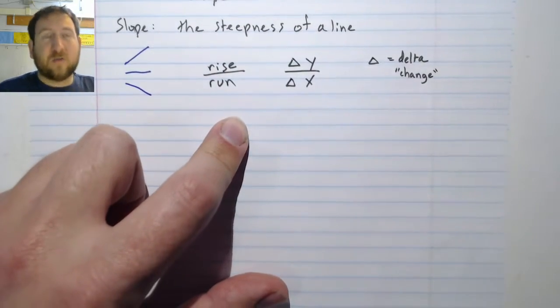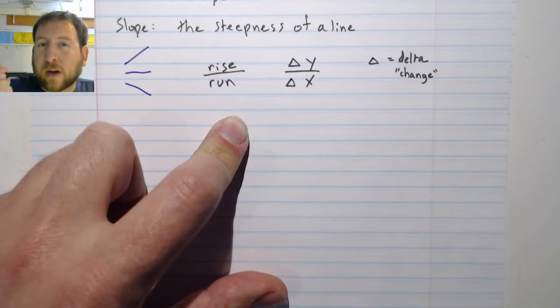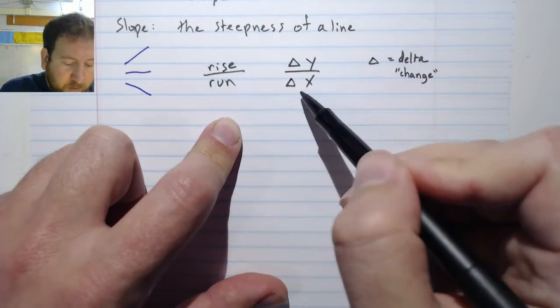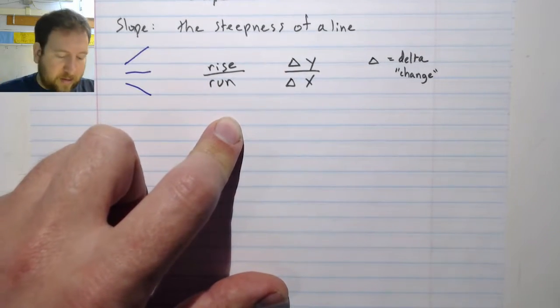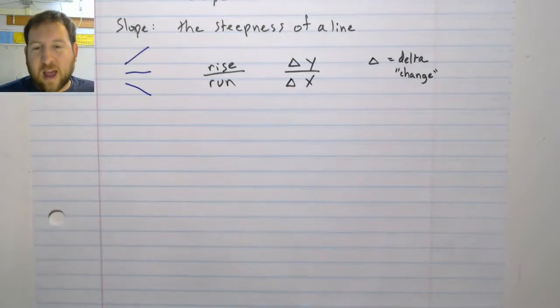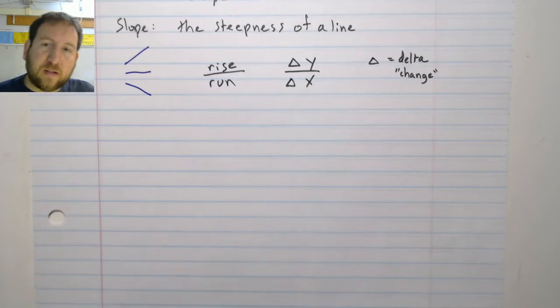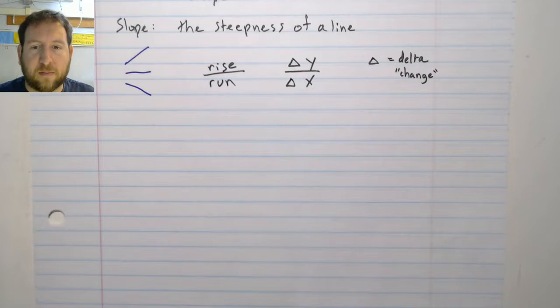We could say the change in y is really how much something rose or got higher, and the run could be how much something changed along the x-axis. So it does fit and make sense. Let's take a look at a quick example so that we can see how this is going to work.